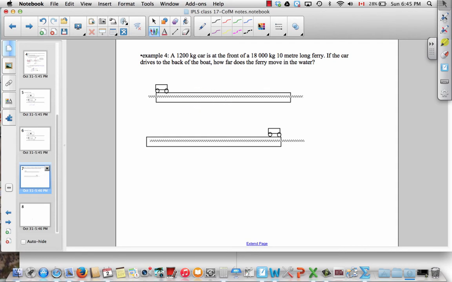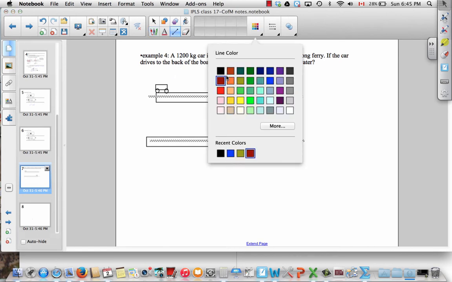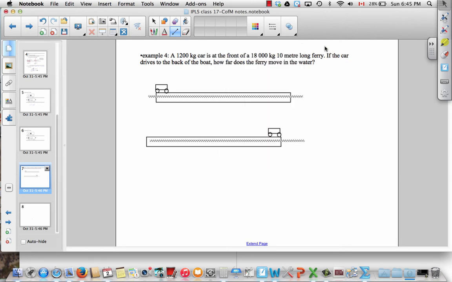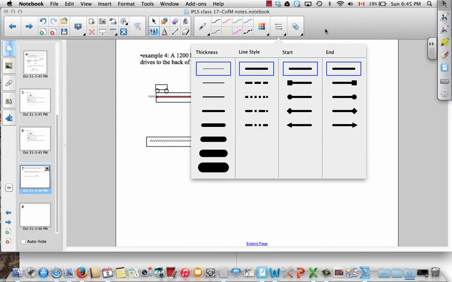So here we've got a car on a platform. The car is going to drive to the end. Well, the friction force that propels the car forwards is going to push this barge backwards. Let's set up a coordinate system, and it's important that we are a bit careful about this and use the same coordinate system at the beginning and at the end of this motion. So there's our coordinate system.